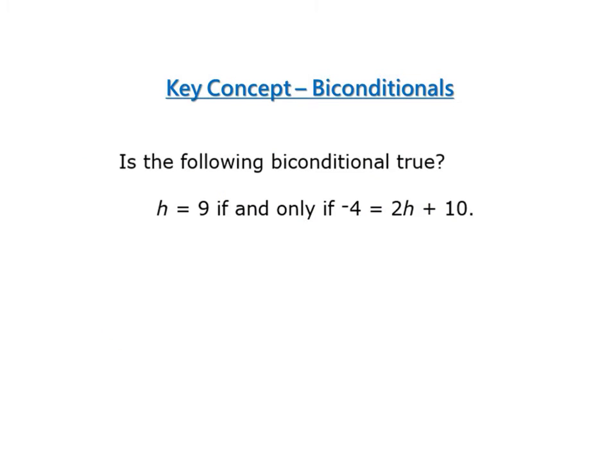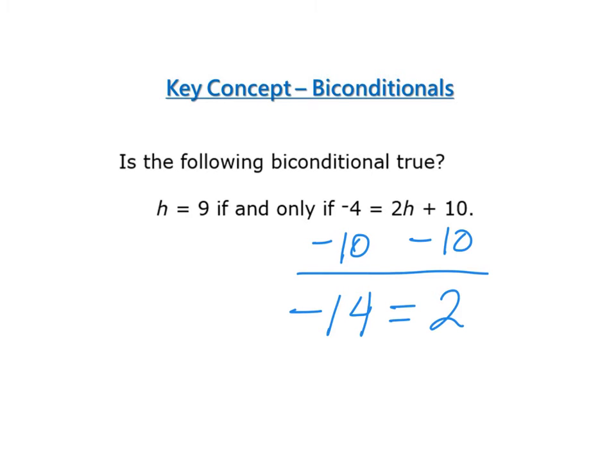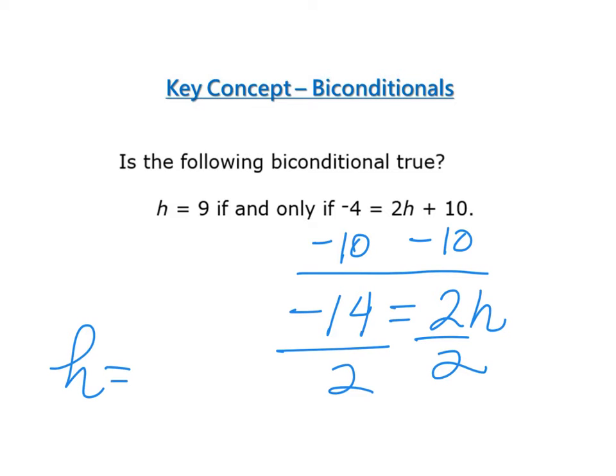Is the following biconditional true? h equals 9 if and only if negative 4 equals 2h plus 10. Well, in this one I have to solve to see if h really is 9. So I'm going to subtract 10 from both sides. I get negative 14 equals 2h. Divide by 2. h is negative 7. Well, h is not 9. So again, this biconditional is not true.